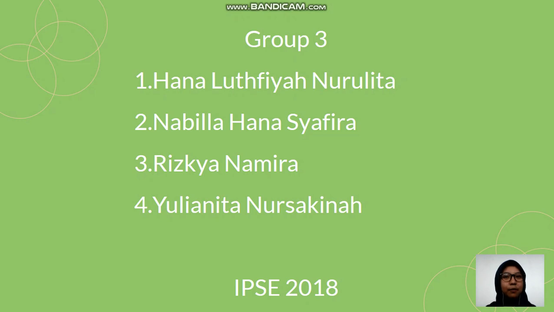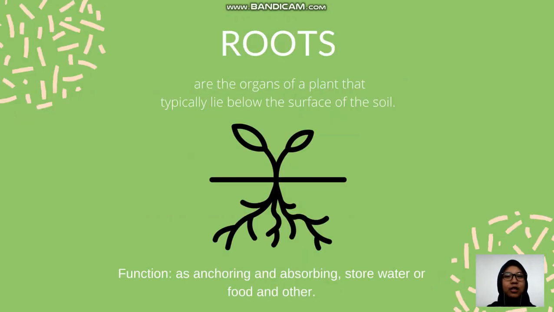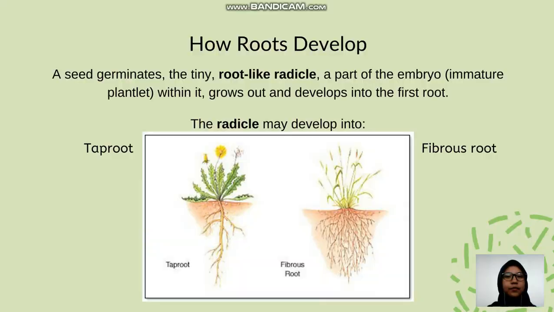So we will explain about roots. First, what is a root? Roots are the organs of a plant that typically lie below the surface of the soil. Roots function in anchoring, absorbing water, and storing food.